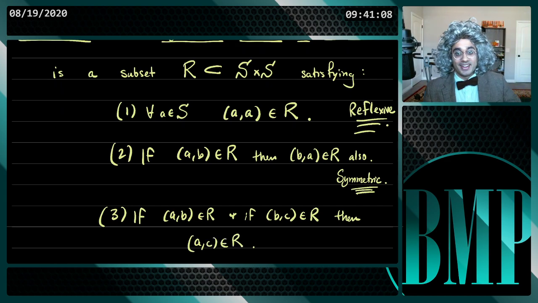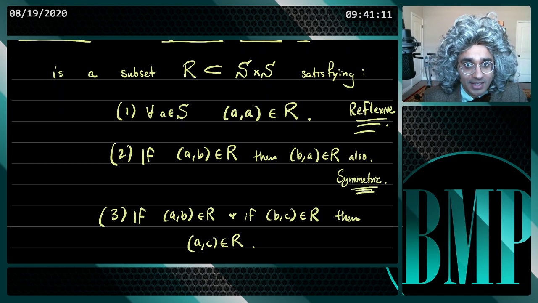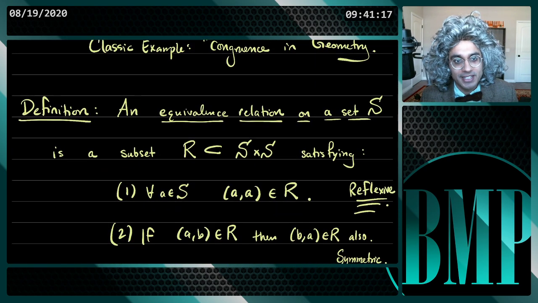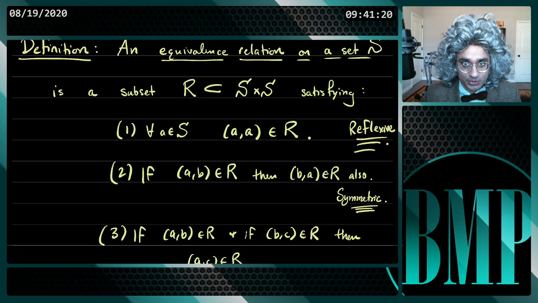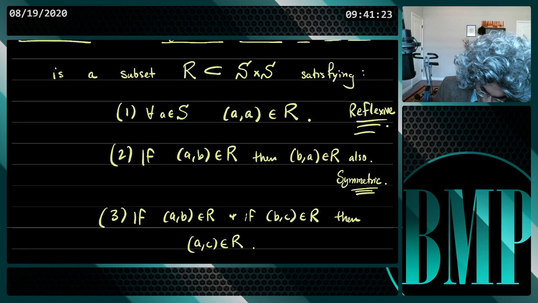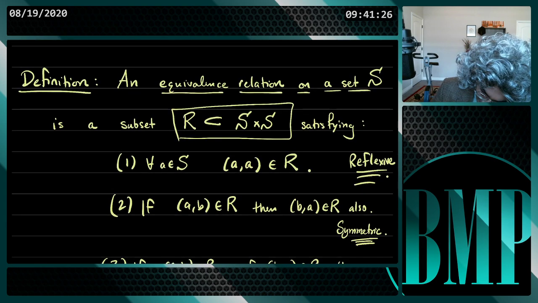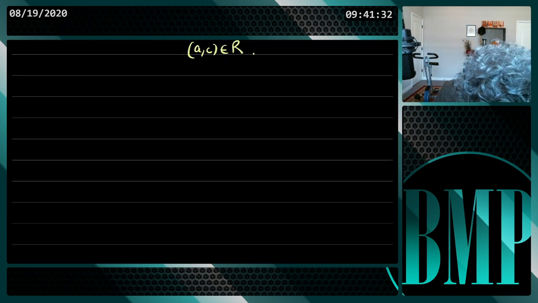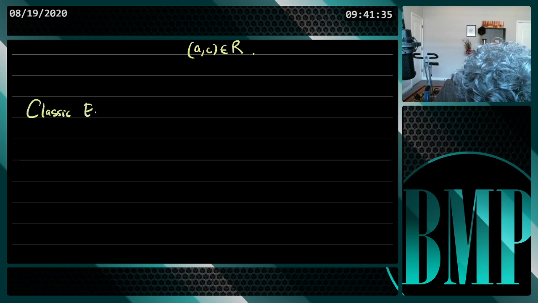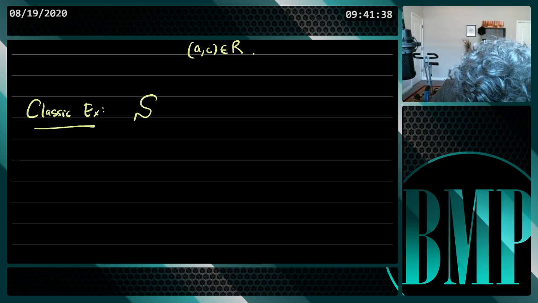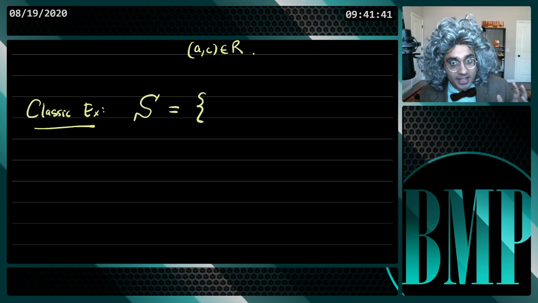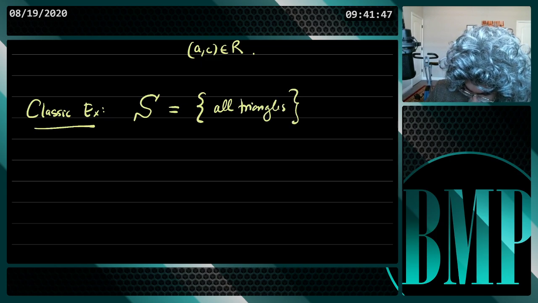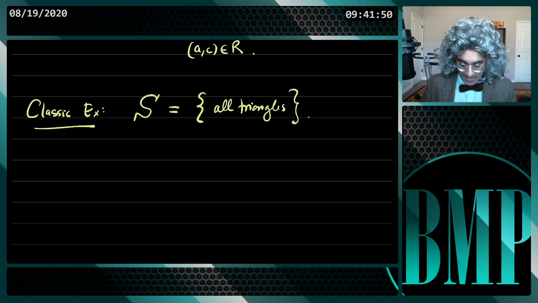Okay? All right. So let me show you how this classic example of congruence fits into this definition of equivalence relation. Okay, so let me just, so you're not scared. I'm supposed to give you a set S and a subset in the product. So the classic example: in the classic example, S is the set of all triangles.